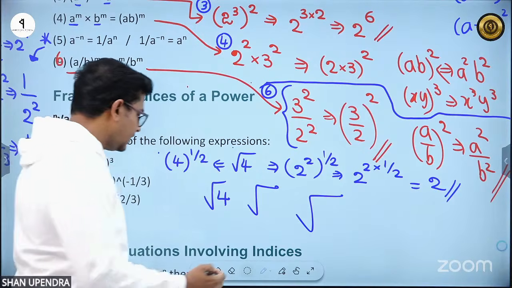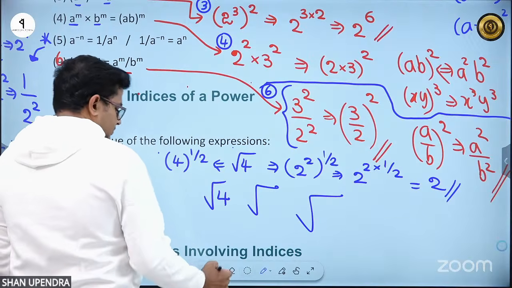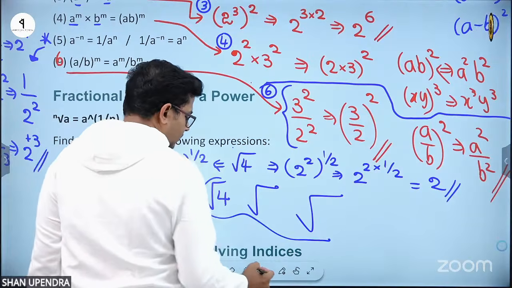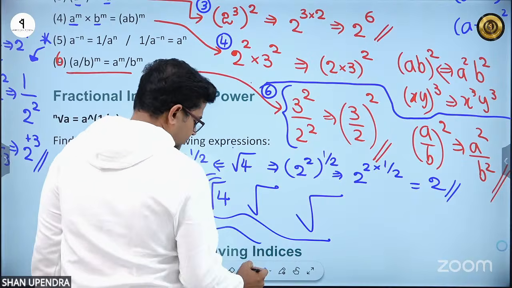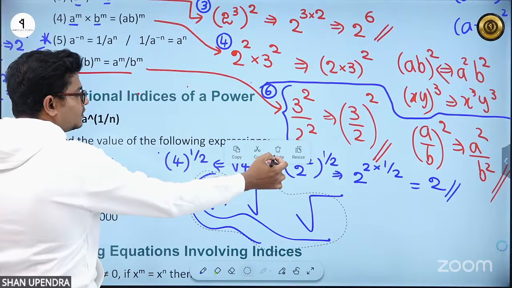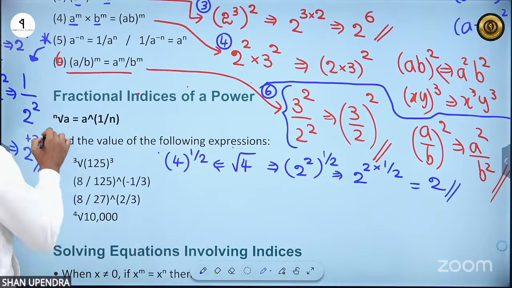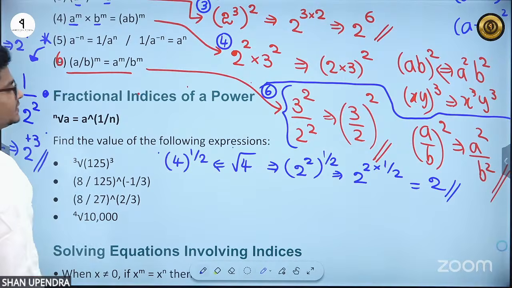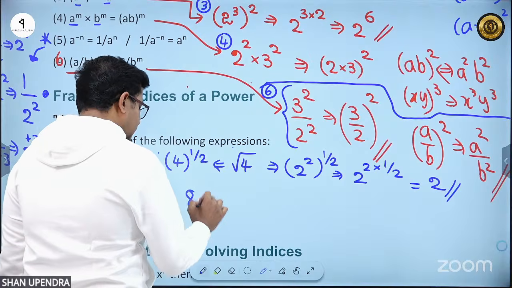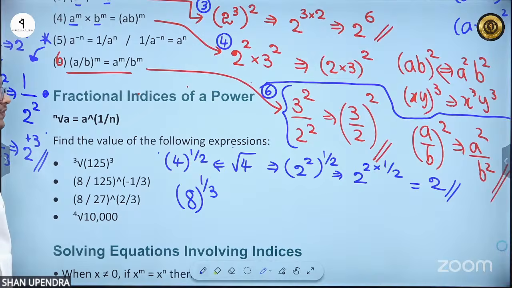So you can write down this one also. Okay, so fractional indices. Let's take 8 to the power 1 over 3. 8 to the power 1 over 3.